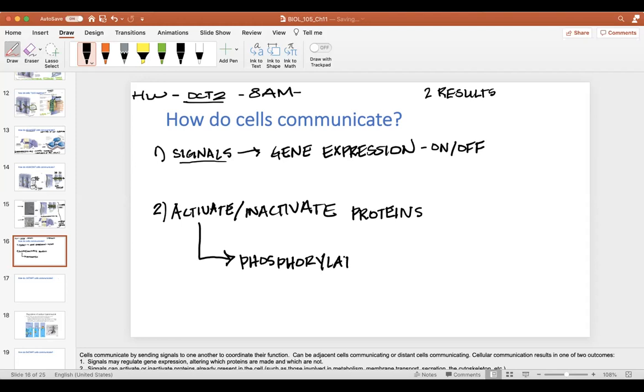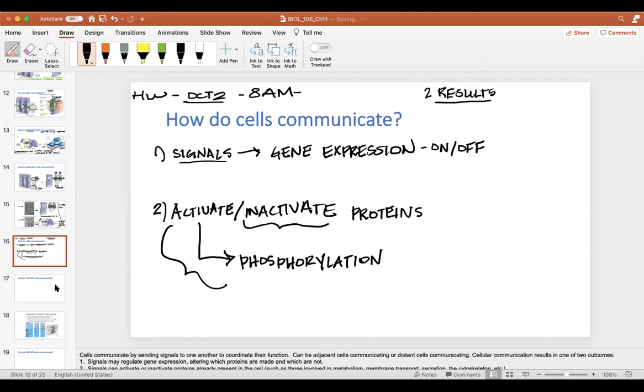And sometimes the addition of a phosphate group causes a conformational change in a protein that turns it on, okay? And so sometimes this process will happen as a result of a cellular signal. The opposite can happen as well. A cellular signal can turn proteins off. So in general, there are two types of results that you can get from cellular signals. You can either turn genes on or off, or you can turn proteins on or off.